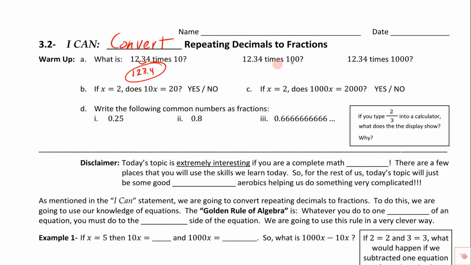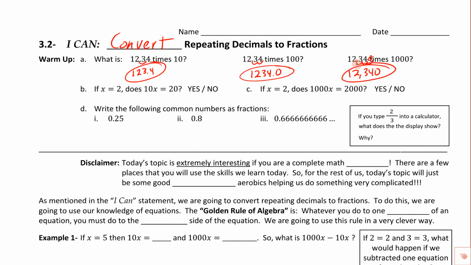If we take 12.34 and multiply it by 100, we're going to move it over two decimal places. So that's going to be 1234 with a decimal right there. If you wanted to put a zero on there, you could. And if we were to multiply by 1,000, we go 1, 2, 3, one for each decimal place, and we've definitely got to fill in with a zero right there. So this is 12,340 on that one.